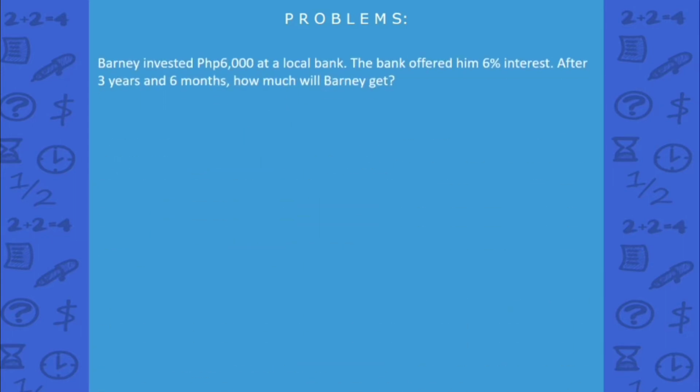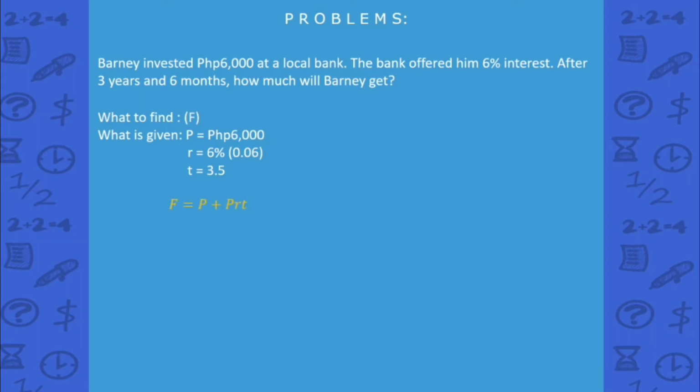Next problem, Barney invested 6,000 pesos at a local bank. The bank offered him 6% interest. After 3 years and 6 months, how much will Barney get? So we have to find the future value once again, and the given is the principal amount, which is 6,000 pesos, the rate of increase, which is 6%, divided by 100, we get 0.06, and the time is equal to 3.5. Now, you might be wondering, why is it 3.5? I'll get to that.